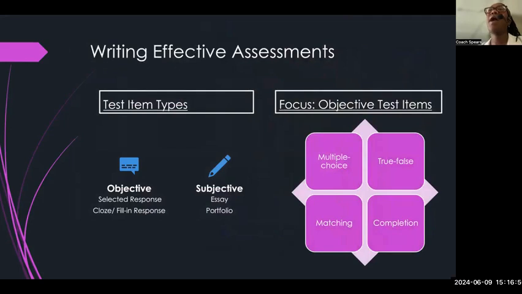All right, writing effective assessments. The Howell defines assessments in 2 categories, which are objective and subjective. But we will be focusing on objective type of assessments today, which are multiple choice, true and false, matching, and completion.